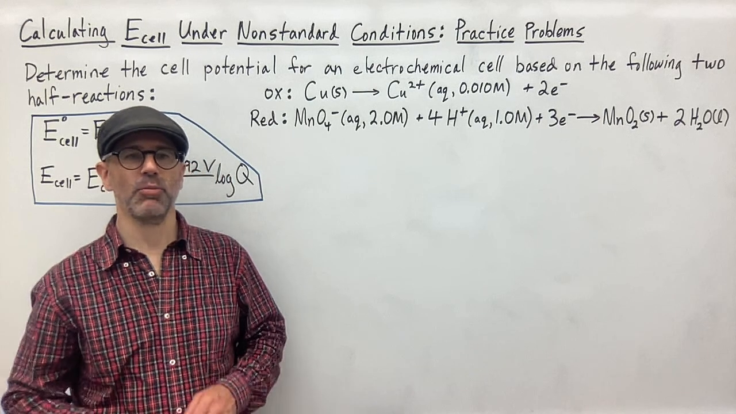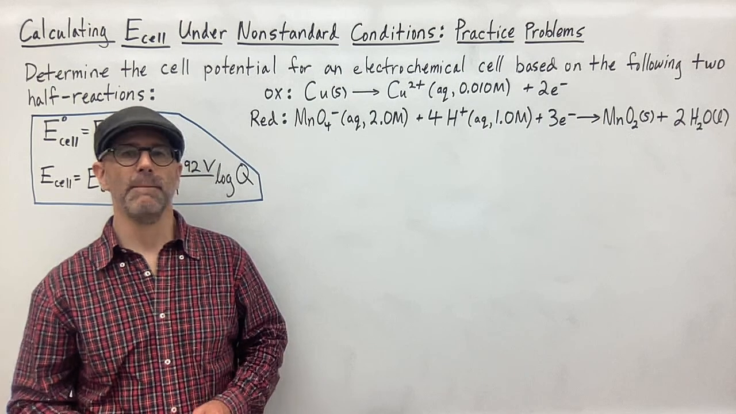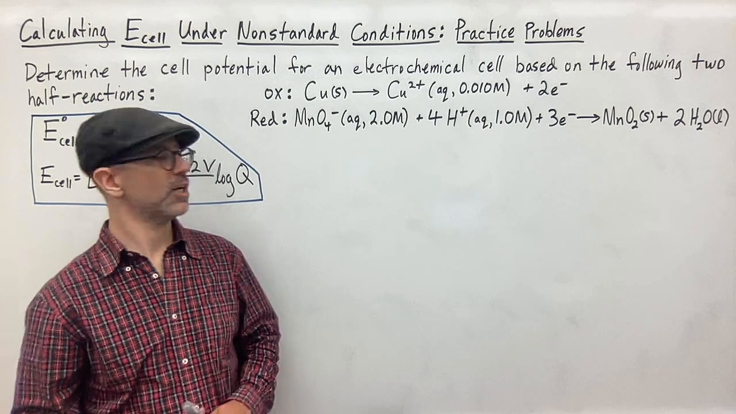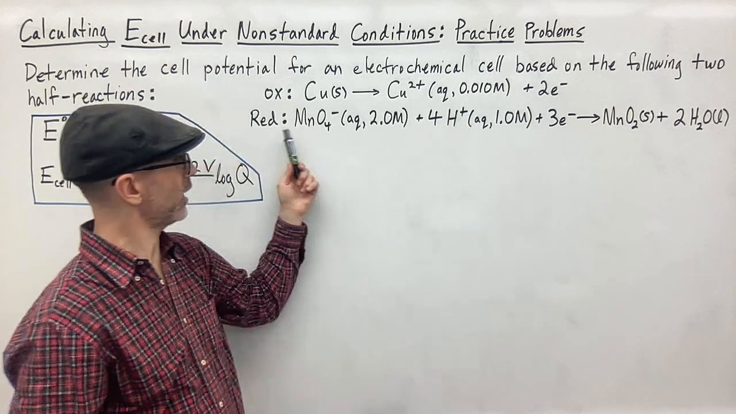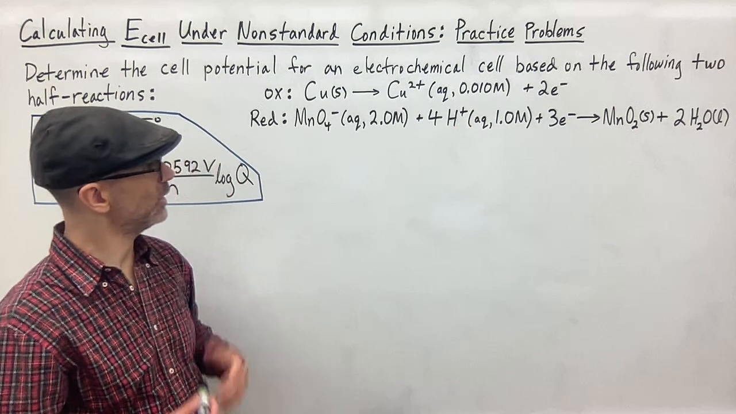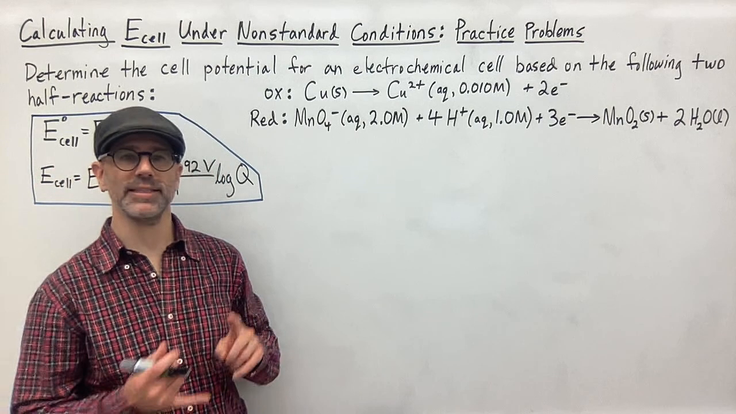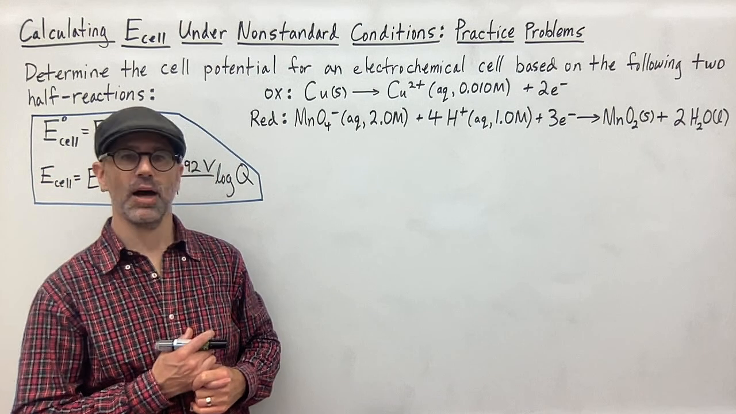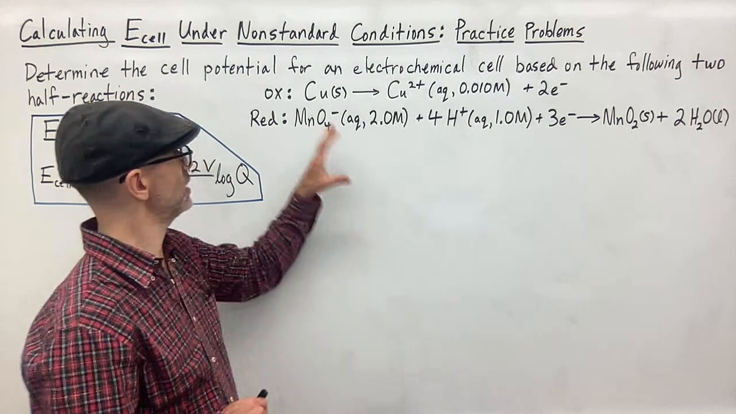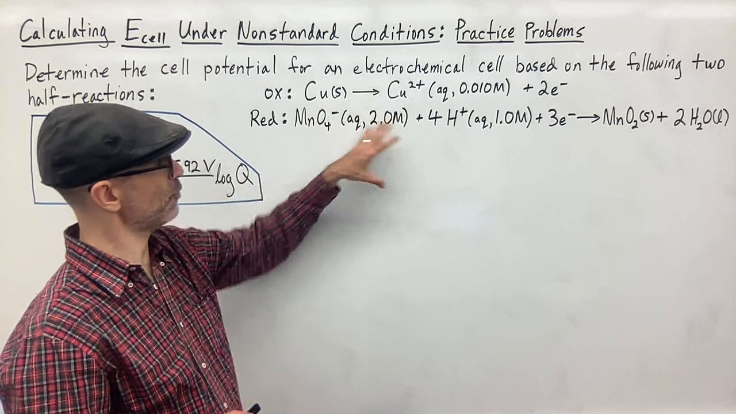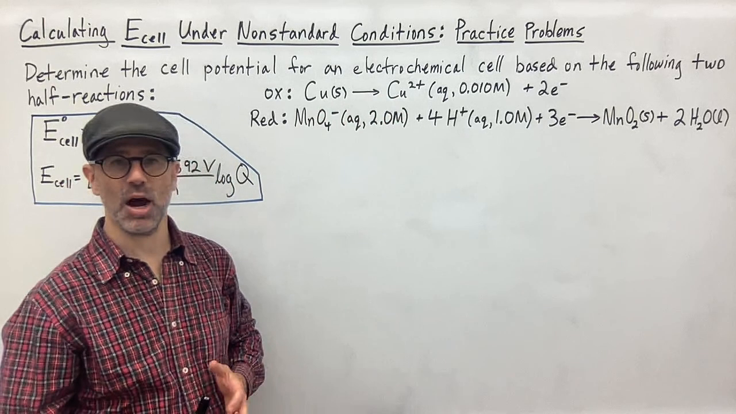So in this problem we're asked to determine the cell potential for an electrochemical cell based on the following two half reactions. The half reactions they gave us are these two right here. In order to answer this question, we need to figure out the standard cell potential under normal conditions. To do that, we need to take the half reactions here and fix them so that the electrons are equal.